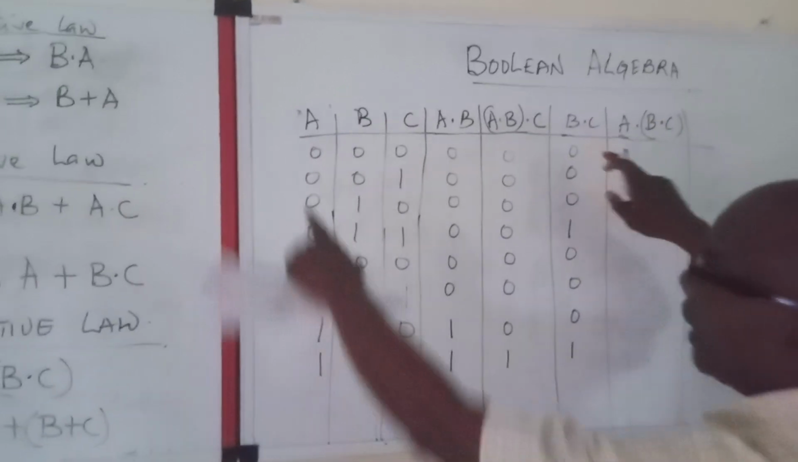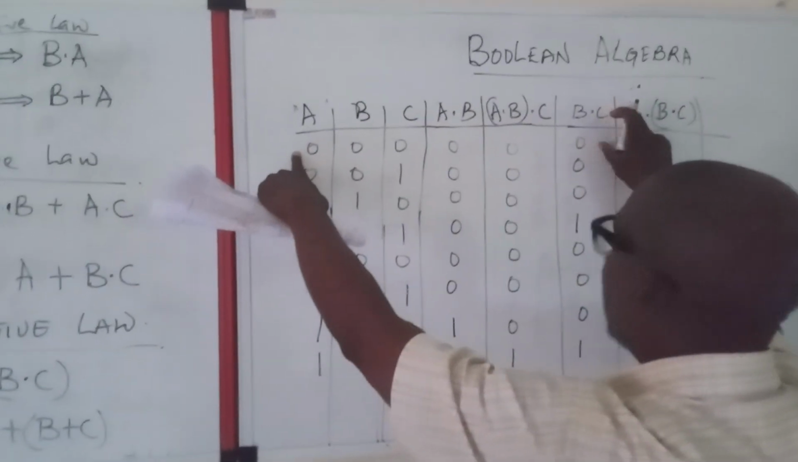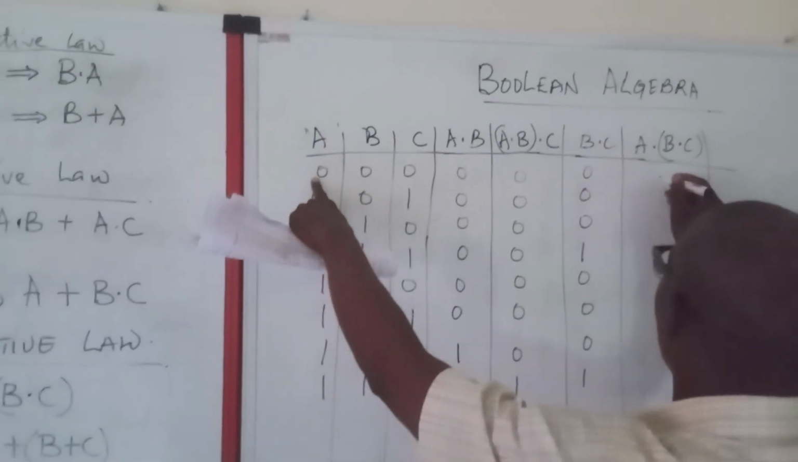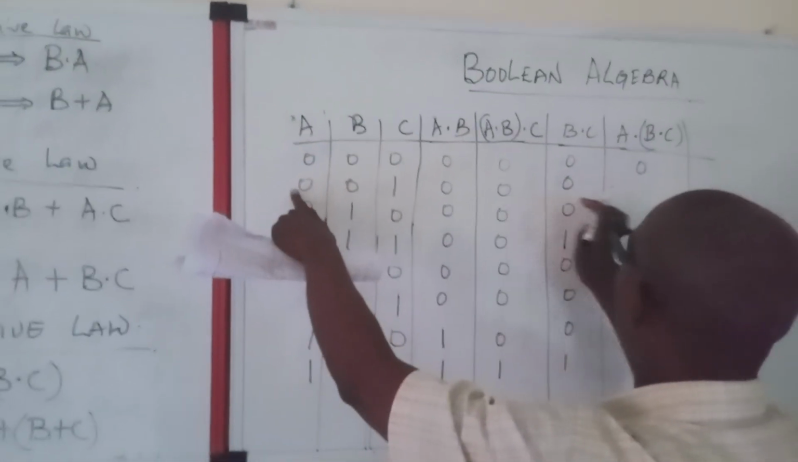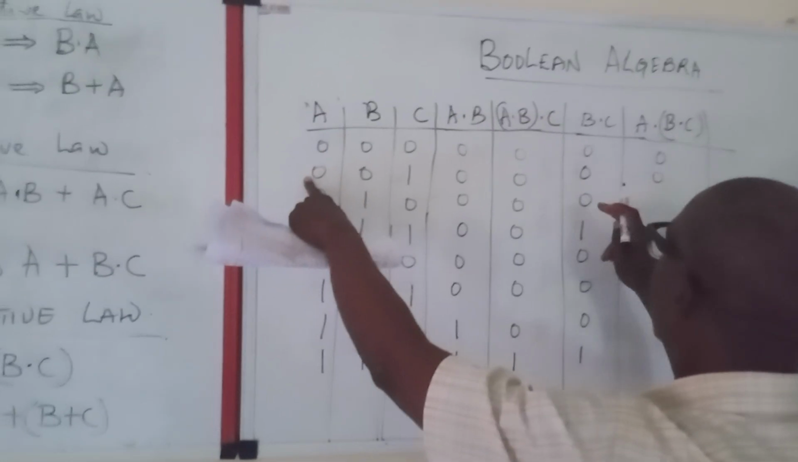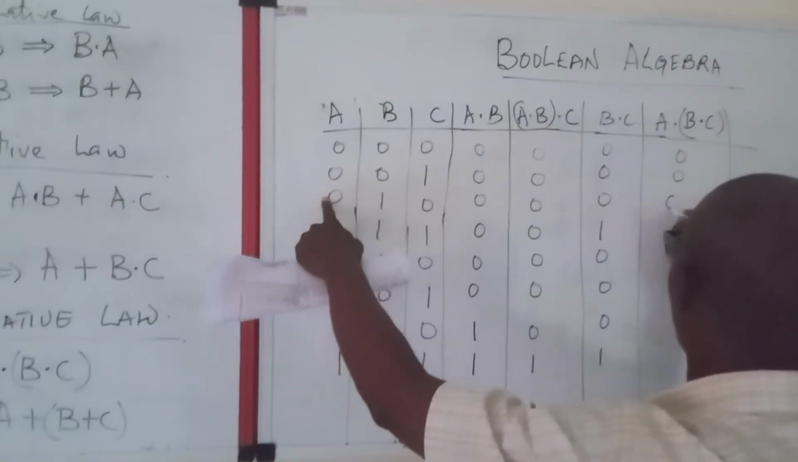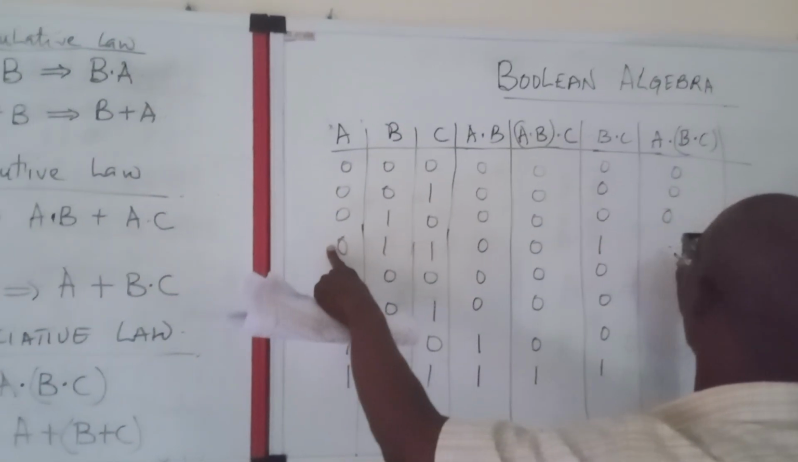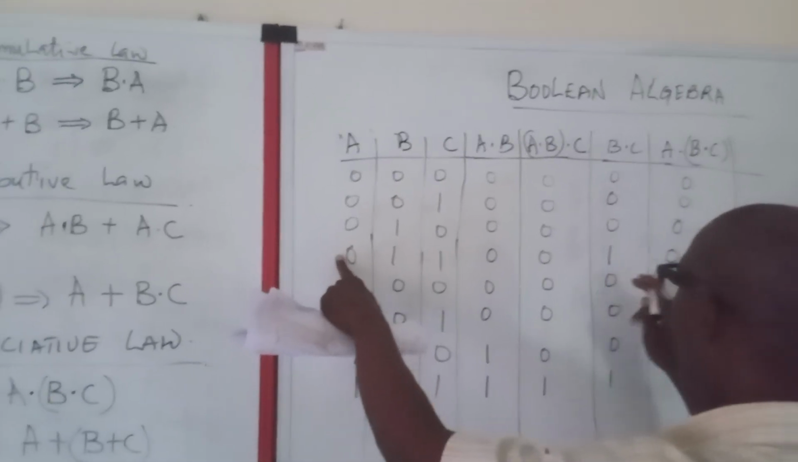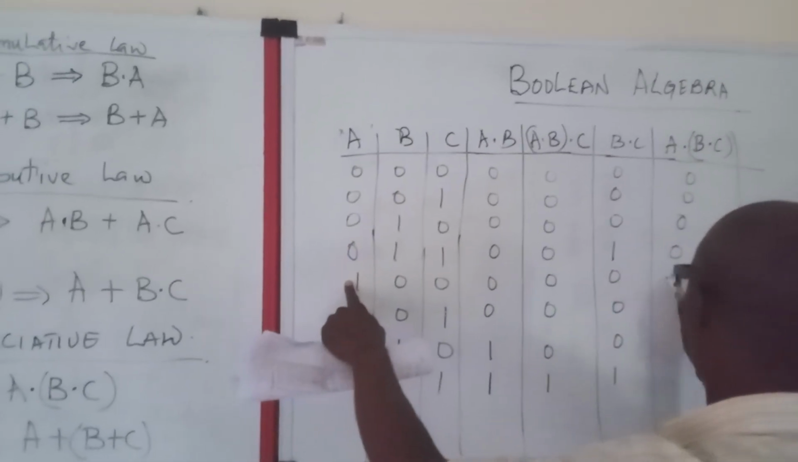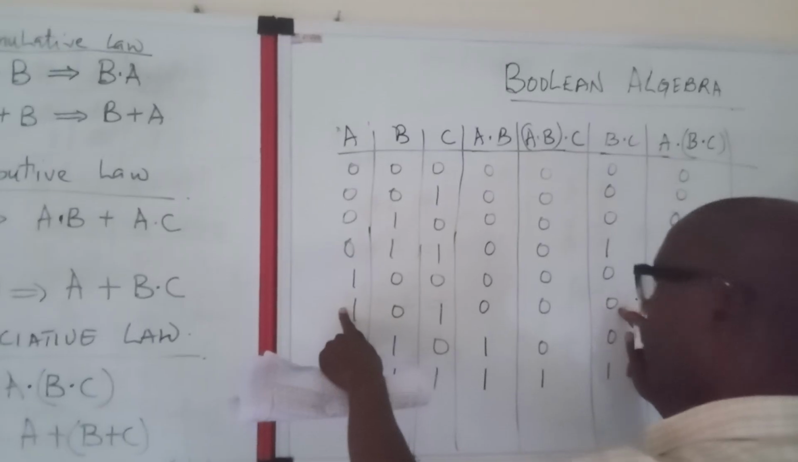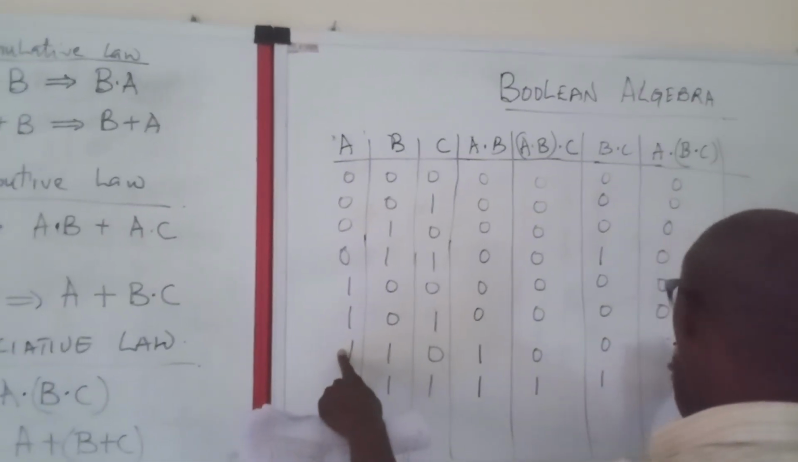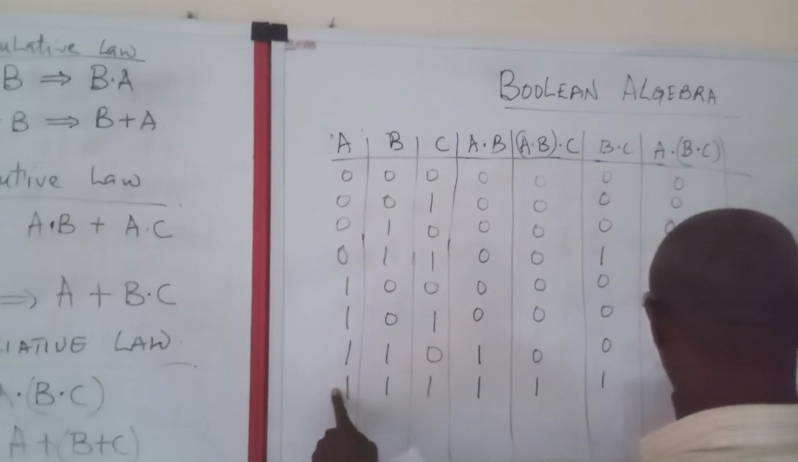So we are adding A and this column, B dot C. So this and this, we get 0 there, we get 0 there, we get 0 there, we get 0 there, and we get 1 there.